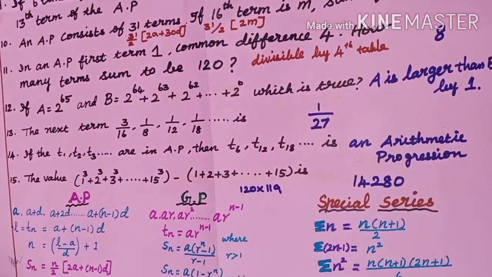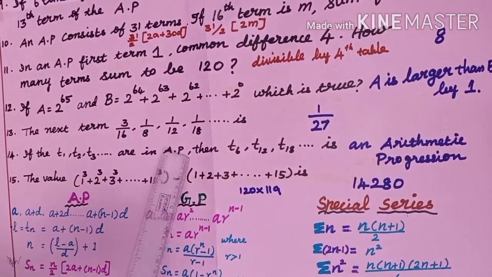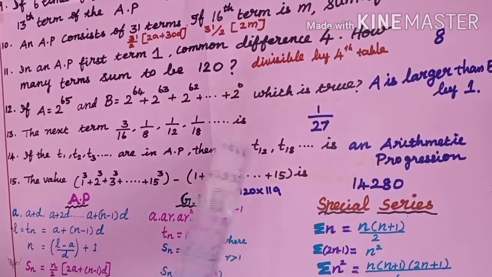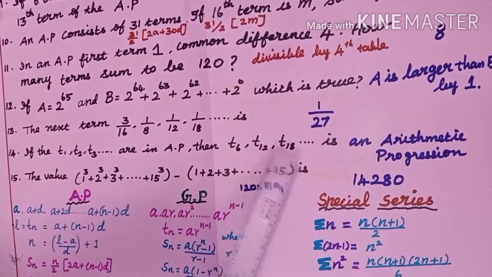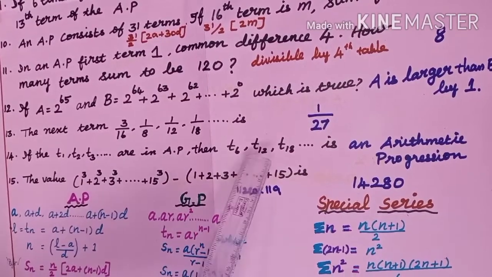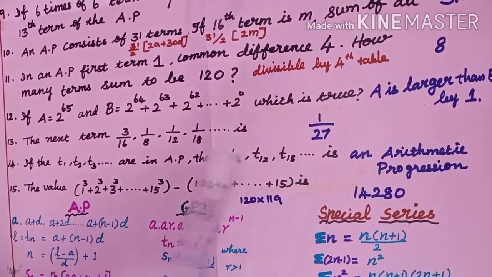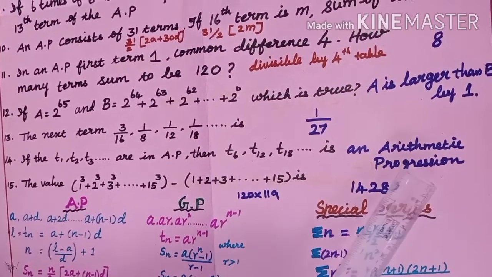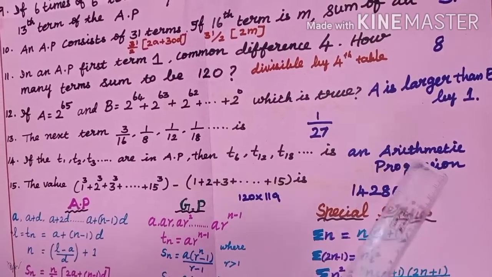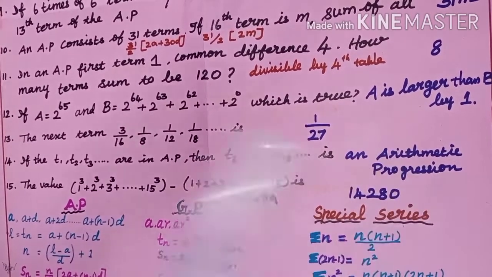14th, if T1, T2, T3 are in AP, you collect some numbers in this group: 6, 12, 18. That is also in AP. So your answer is an arithmetic progression.